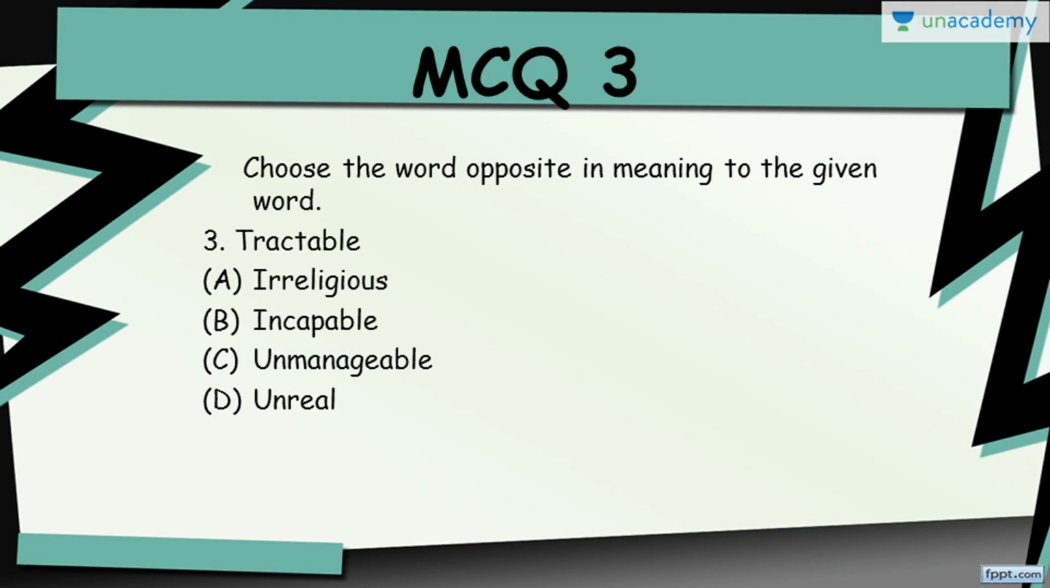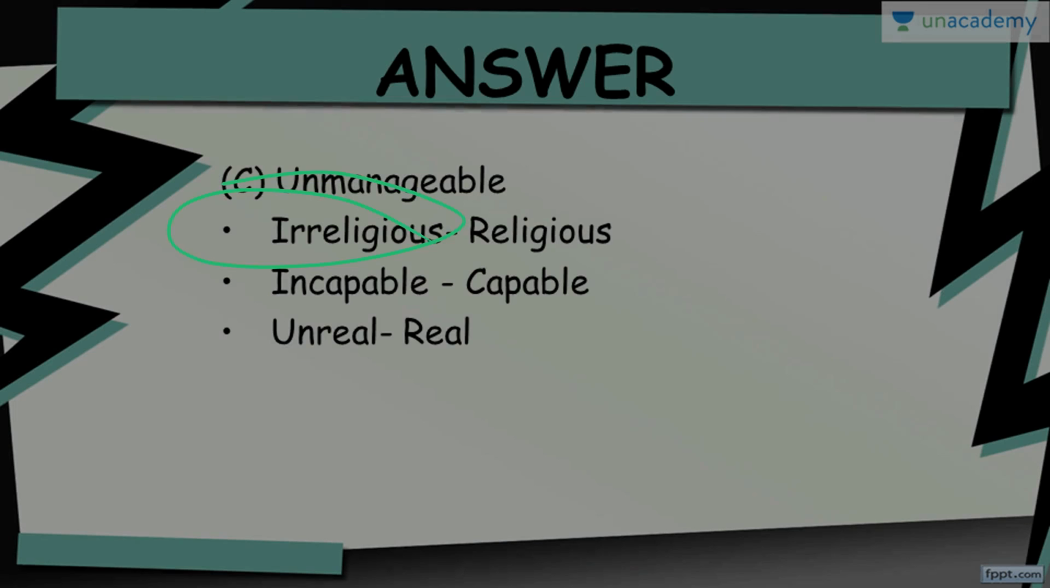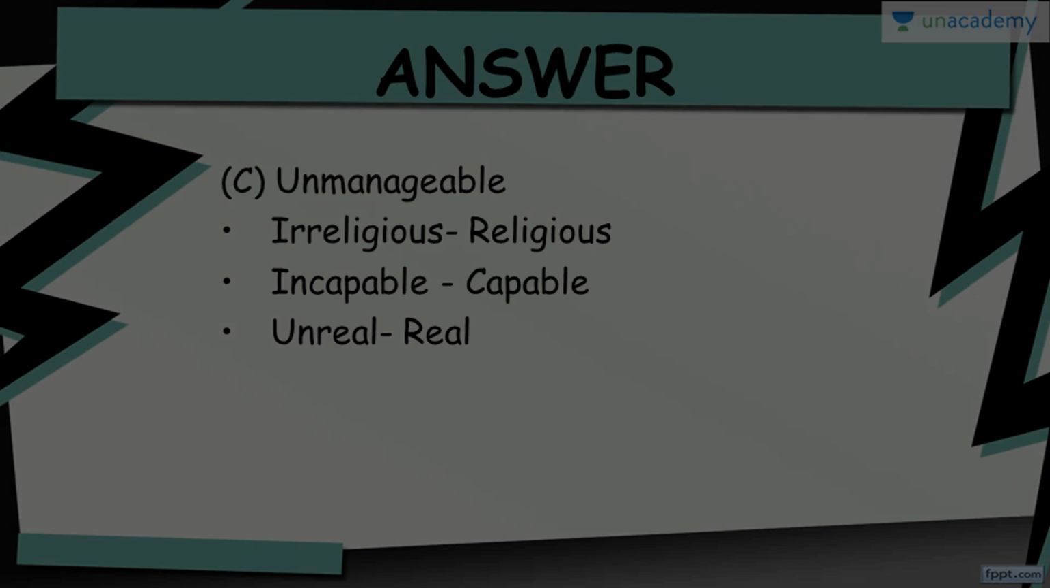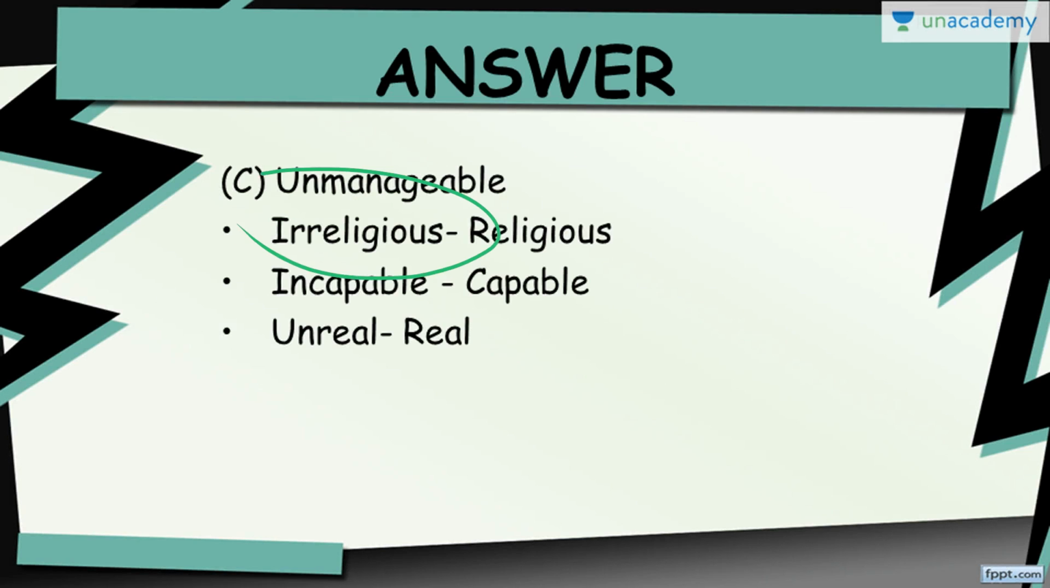So we had to find the opposite. Tractable is something which can be easily traced, something which can be easily found out, and something which can be easily managed. And unmanageable is the opposite of tractable, because something which cannot be managed is unmanageable. The rest of the words have their opposites over here. We can say irreligious has the opposite of religious, incapable's opposite is capable, unreal's opposite is real.